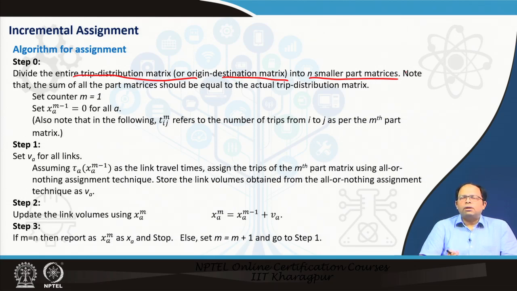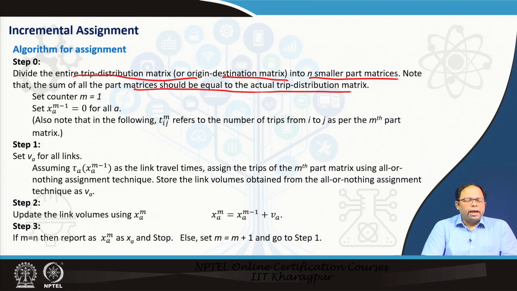Then we can have equal values, or we can gradually reduce it, because as you have seen from the BPR equation, the speed reduction is not drastic. So it remains the same till the volume starts really increasing, and then gradually it dips. So for the first part we can take a larger chunk, and divide a larger piece of this interzonal travel volume at the beginning. So we can divide it into n smaller parts, and then the sum of all these matrices should be equal to the actual trip distribution matrix.